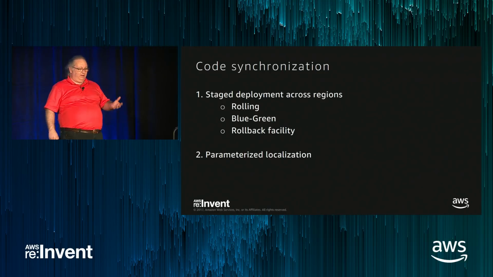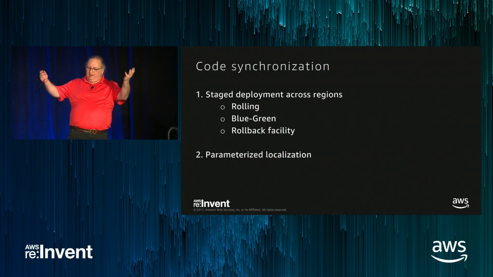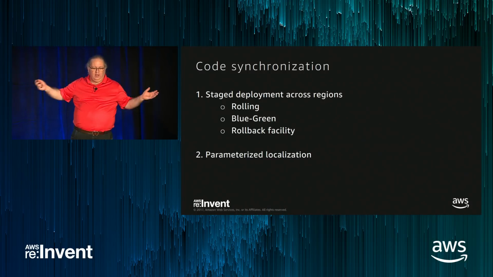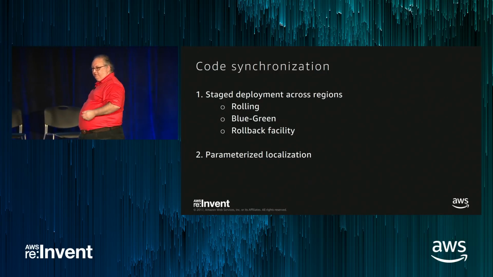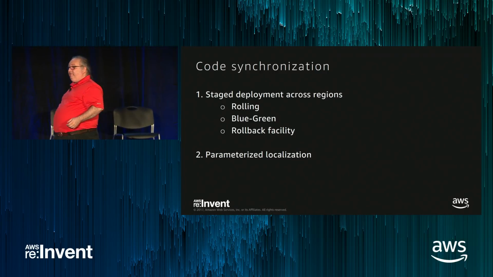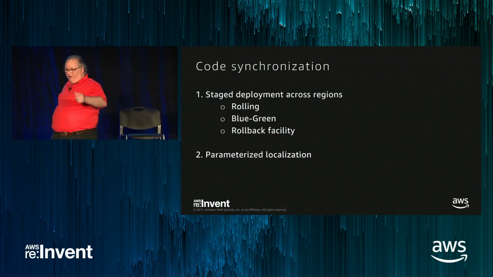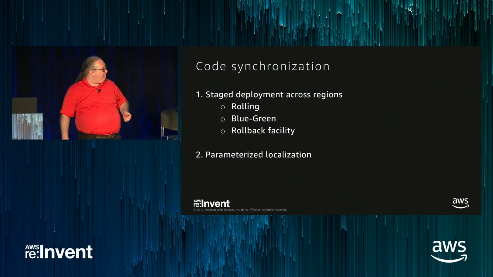Blue-green means I have the existing environment, which is blue, and I have the new environment, which is green, and at some point, I switch out all the IP addresses and DNS addresses and whatever. So now everything that was running blue is now running green. And what do you do with the blue? You leave it there, at least for a little while, so that if something goes wrong, you can switch it back. Some people, like Netflix, call this red-black instead of blue-green. I don't know why.